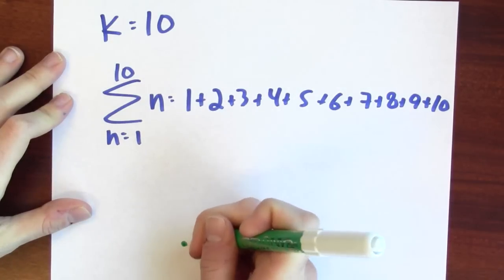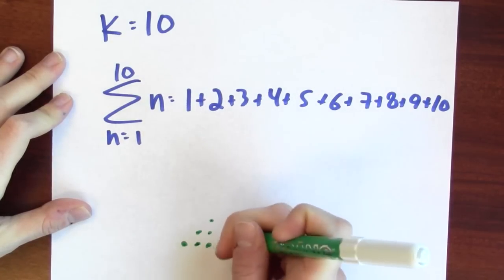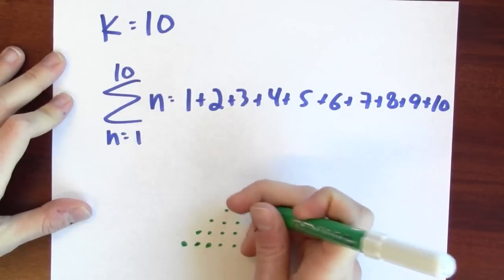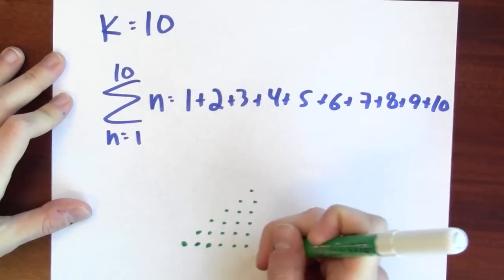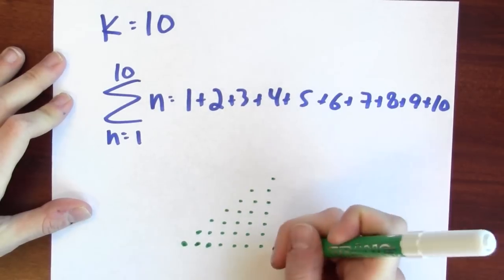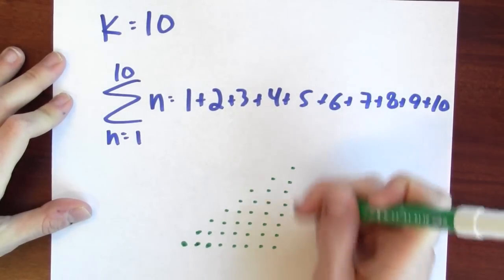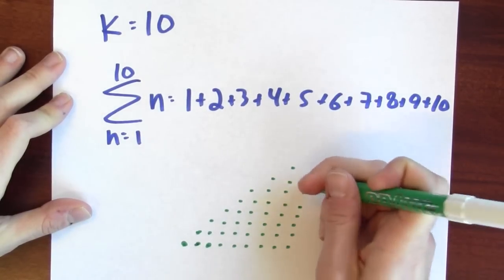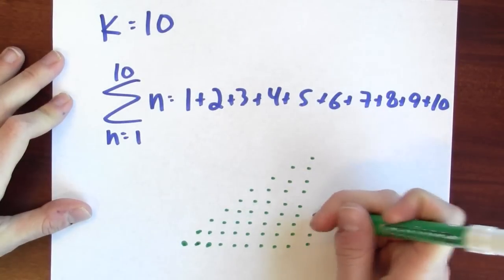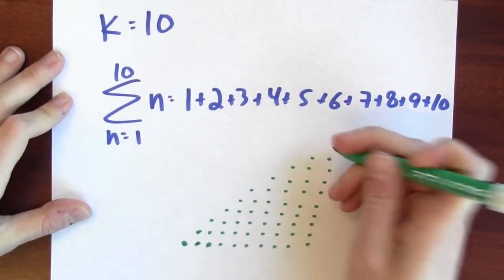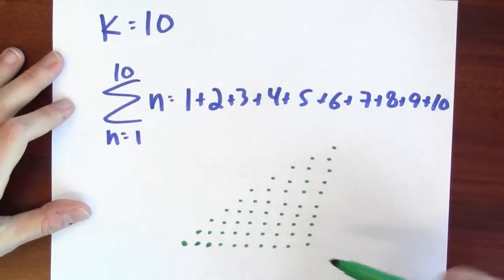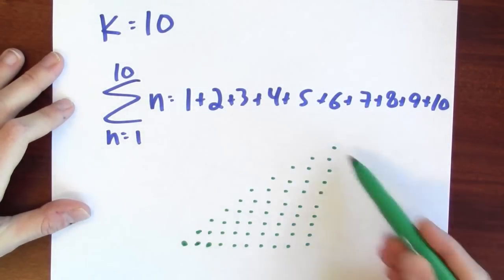I could actually draw this as a triangle. Put down 1 dot, 2 dots, 3 dots, 4 dots, 5 dots, 6 dots, 7 dots, 8 dots, 9 dots, 10 dots. Okay, so I've got this triangle, and this sum is just the number of dots in this triangle. Now I just count those dots, or just add those numbers up.